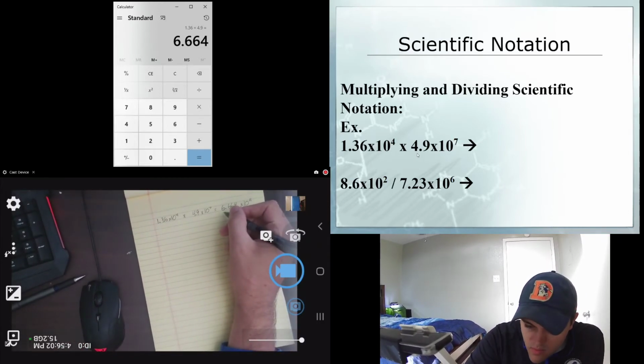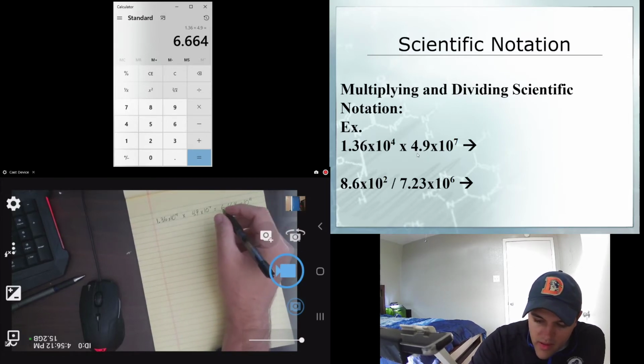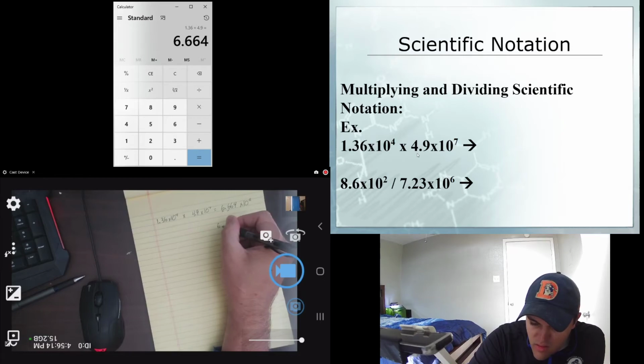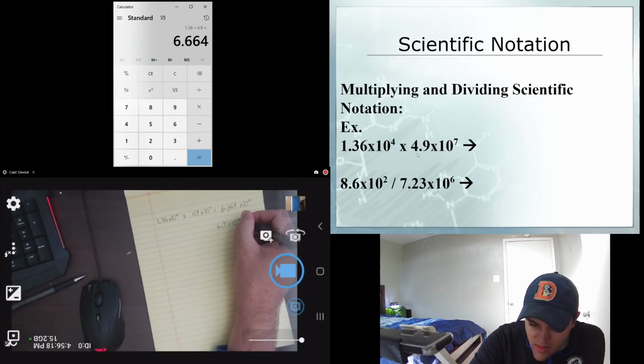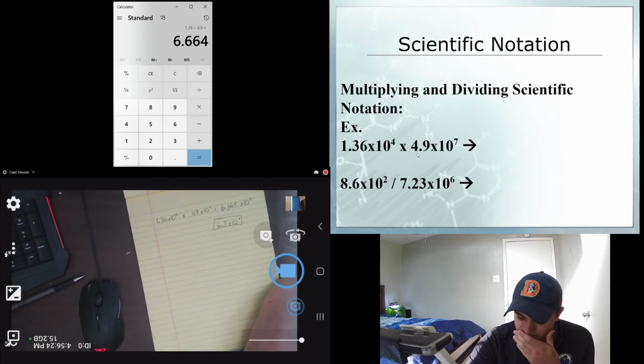So that would be 6.6, and then we look at the one after it to determine whether we round up or not, and this is higher than 5. So we end up with an answer of 6.7 after we round up times 10 to the 11th. And this would be your correct answer with the right number of significant figures.